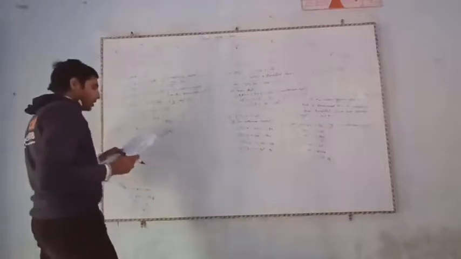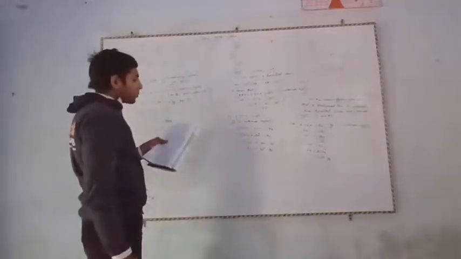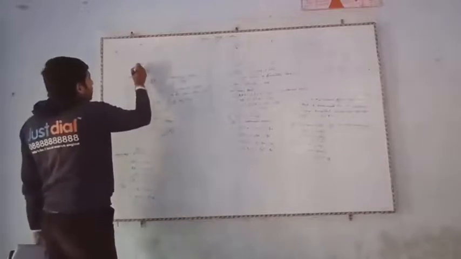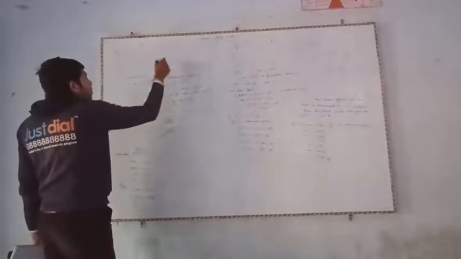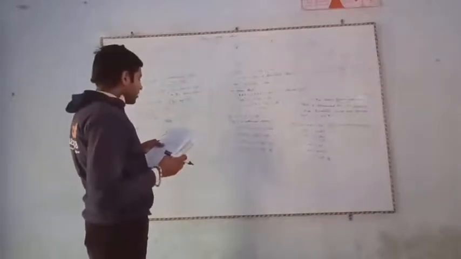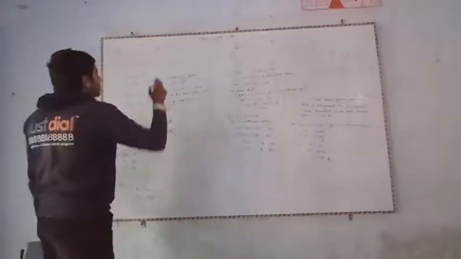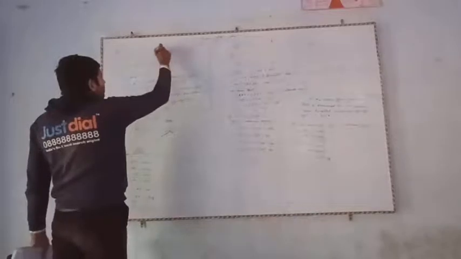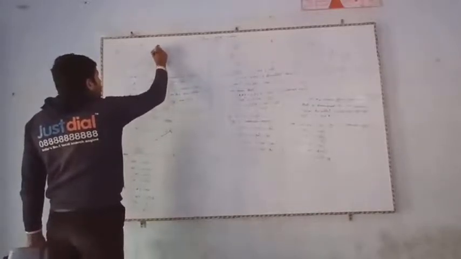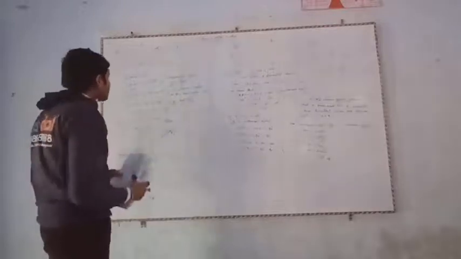If angle AOB is equal to 50 degrees, find the measure of angle ECD. We have to find this angle.